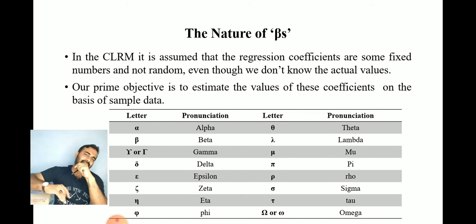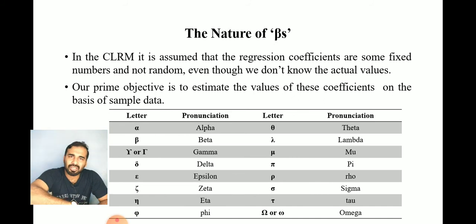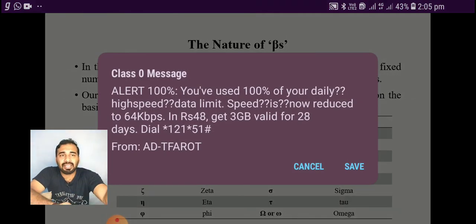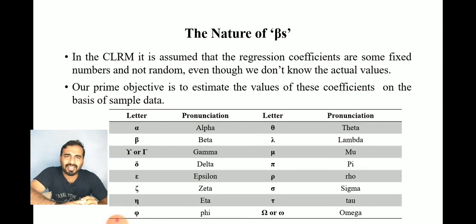Clear? Then why have I used beta 0 and beta 1? Why can't we use A or B, something like that? It's up to you. In econometrics, we denote the coefficients or parameters using Greek letters. In econometrics you can see that they use Greek letters, so that's why we use Greek letters. And if you have any problem with Greek letters, don't worry, you can use A, B, C, something like that.